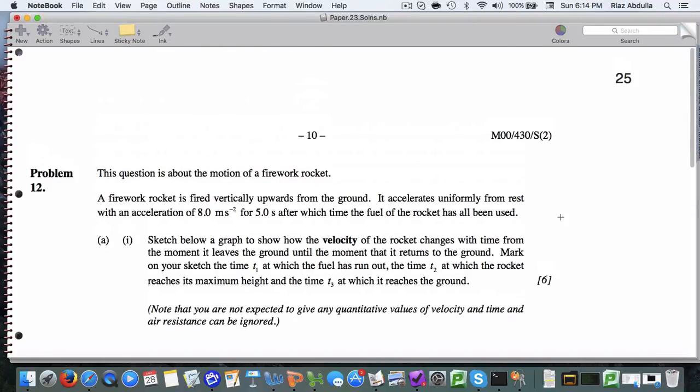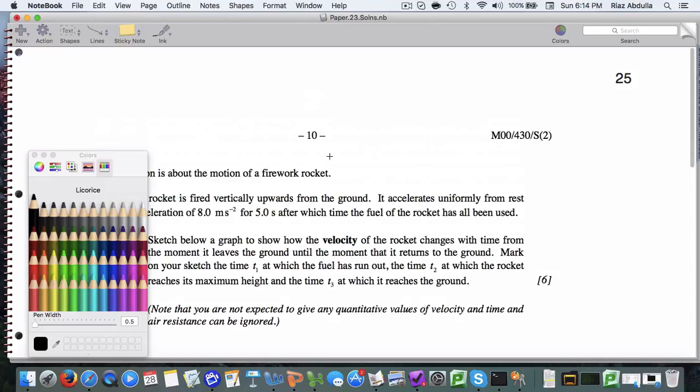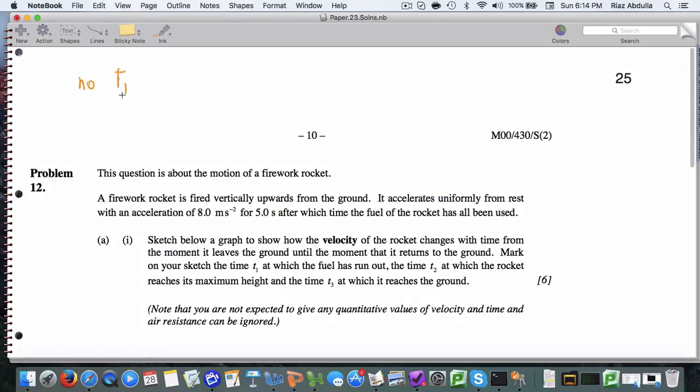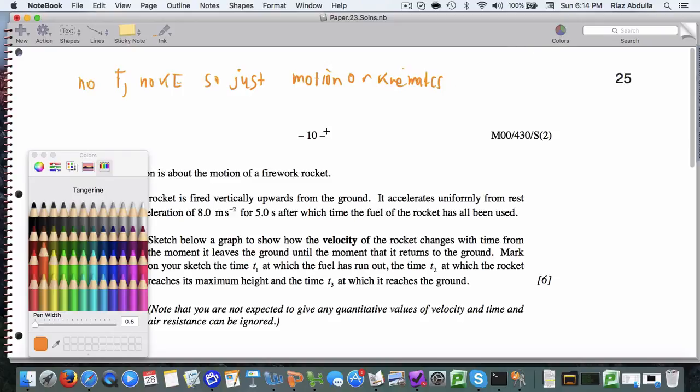And so let me just get my equations written down. I see no forces or energy at all mentioned, so no F, no kinetic energy. So just what we call motion or kinematics. That's the equations we're dealing with, and let me go ahead and write those equations down.